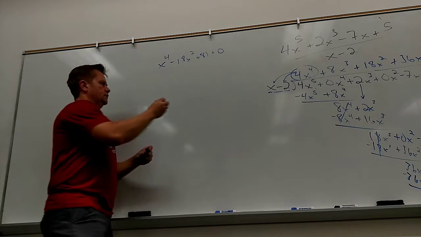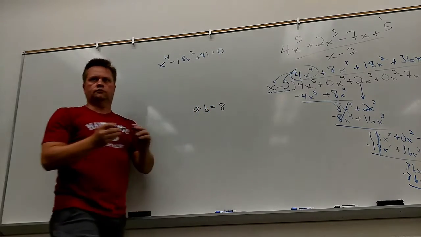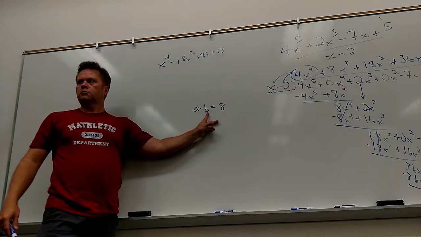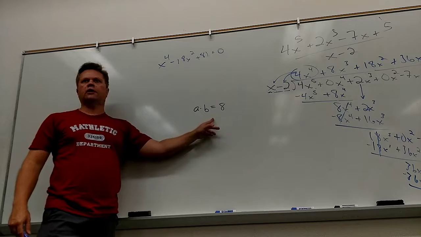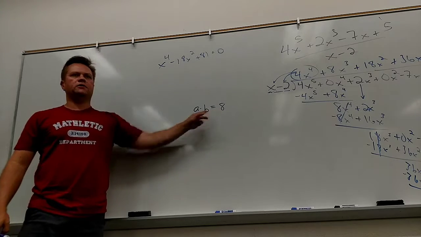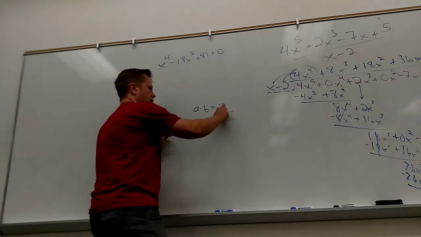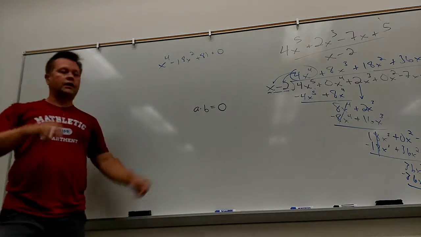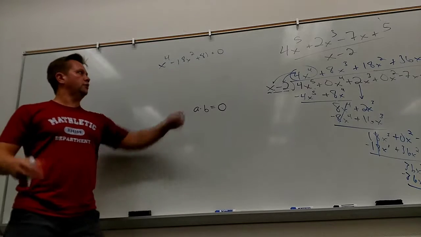Let me ask you this. If I tell you I have two numbers that multiply to be 8, do you know anything about either one of these numbers? No. It could be 4 and 2, it could be 8 and 1, it could be 16 and 1/2, it could be 800 and 1/100th. Any two numbers that multiply to 8, how many possible answers are there? Infinite. But if this number is a 0, then I know that one of these has to be 0. So that's the number I want here.